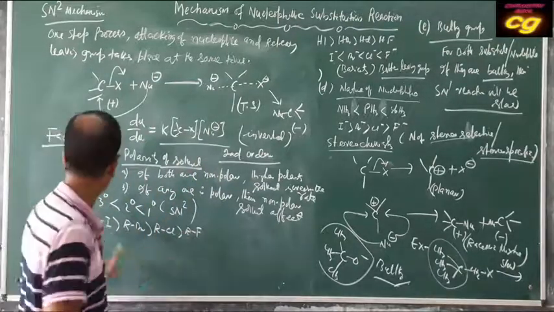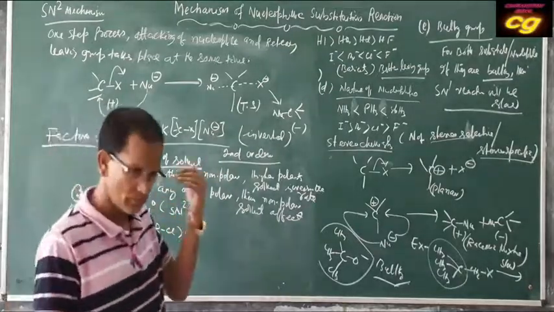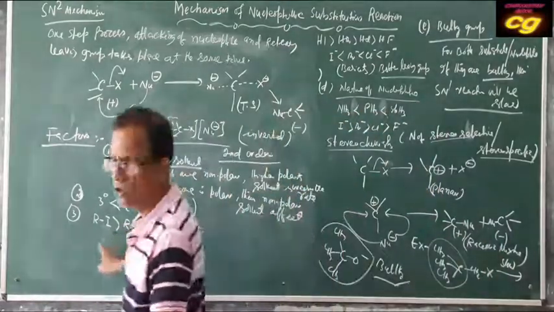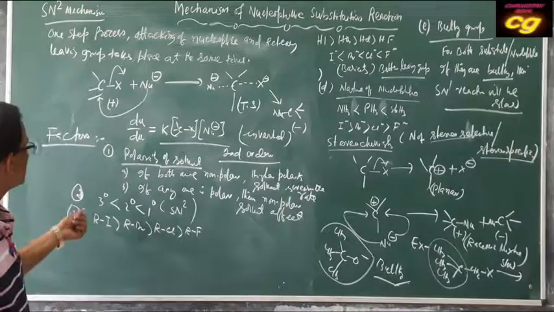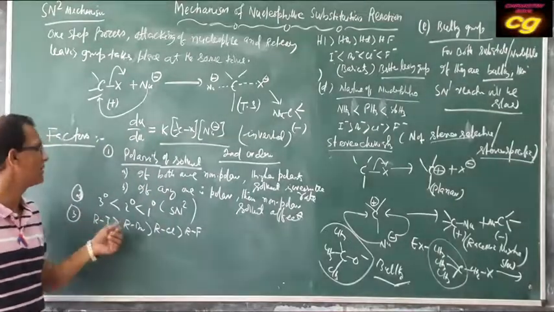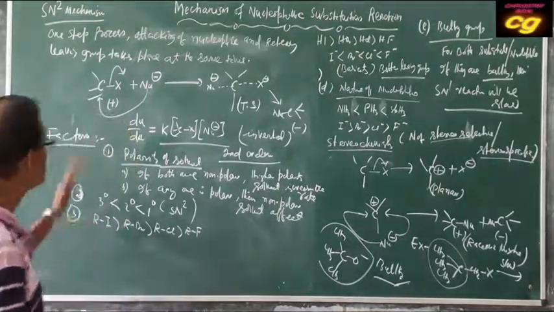Or you can say, a better leaving group depends on a weaker base. I minus is the conjugate base of HI. If the conjugate base is weaker, then it will be a better leaving group. So RI is greater than RBr, greater than RCl, greater than RF. This is the order. Okay?